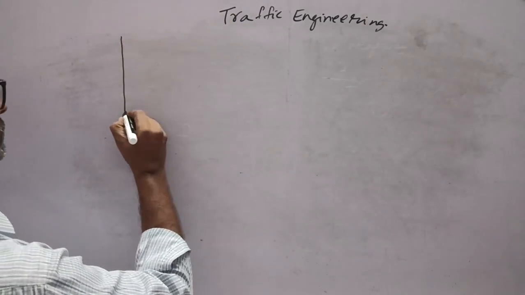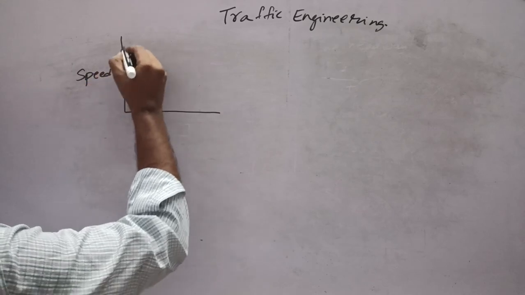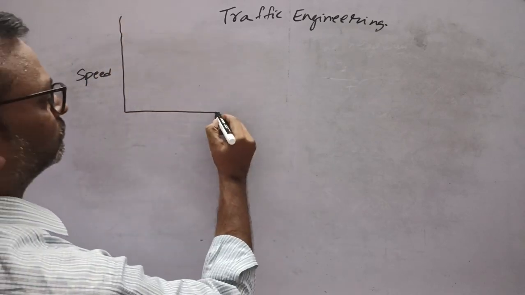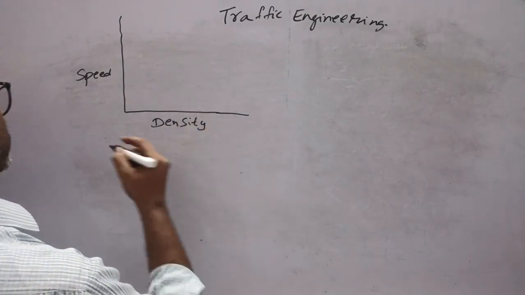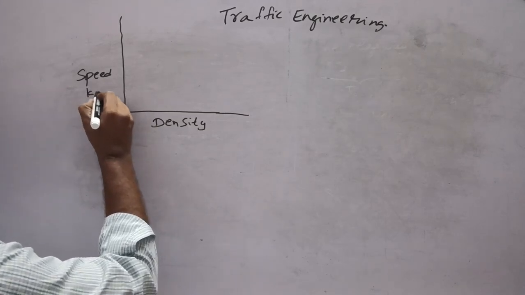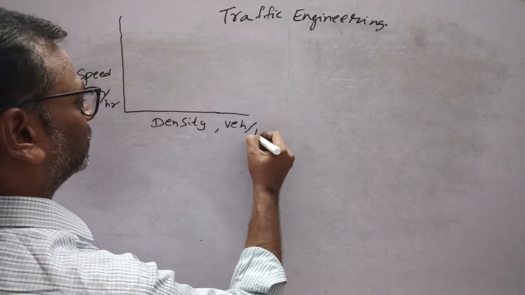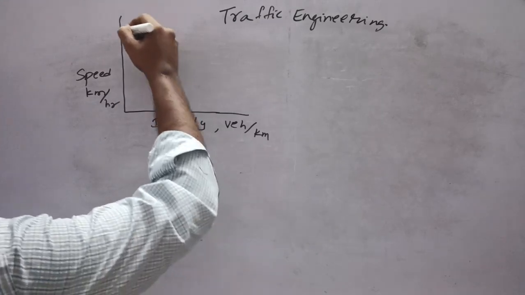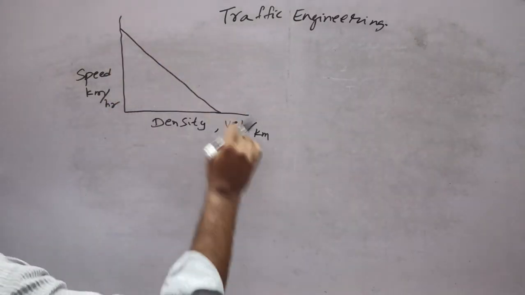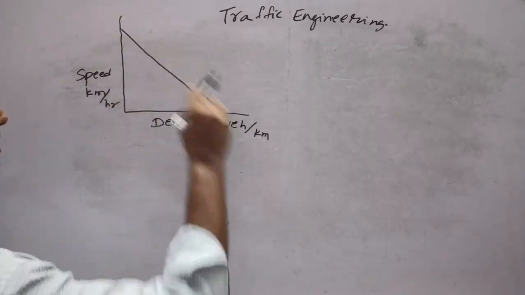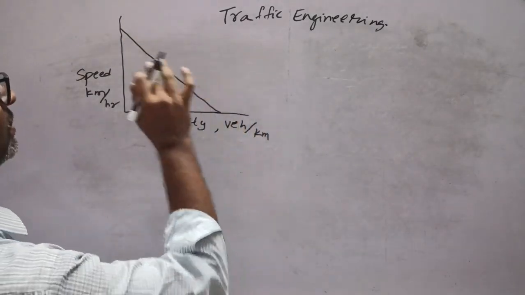First we'll see speed, density. So kilometer per hour and vehicles per kilometer. We assume linear relationship. In actual, this is not the case, but for simplicity, as per Greenshield's model, we assume.